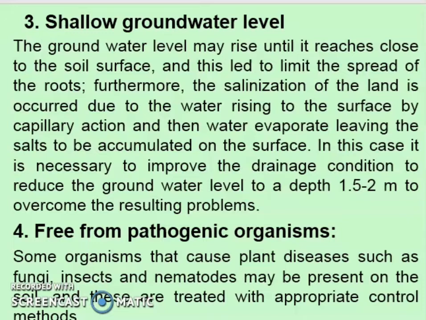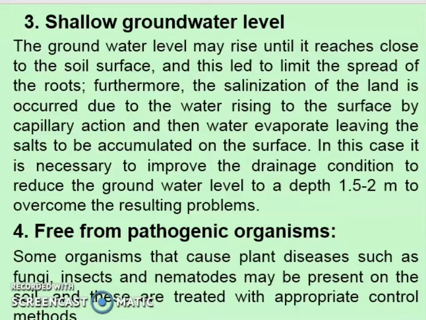In this case, it is necessary to improve the drainage conditions to reduce the groundwater level to 1.5 to 2 meters to overcome the resulting problem. So if you have shallow groundwater, you have to construct a drain to get rid of the excess water and get it away from the rhizosphere.